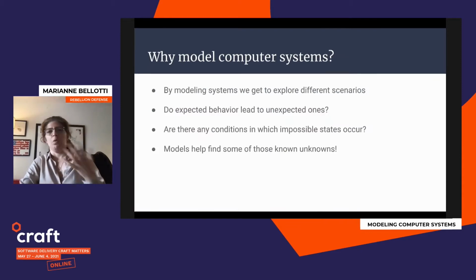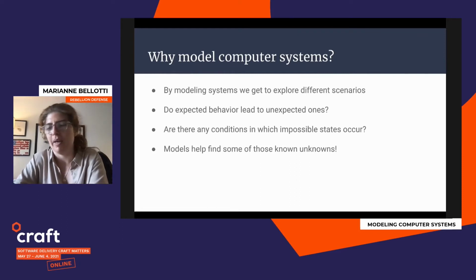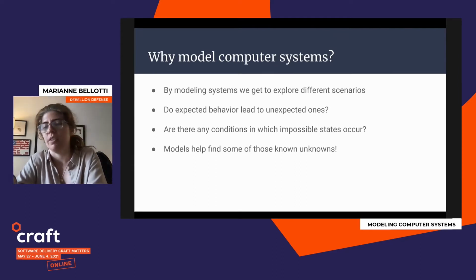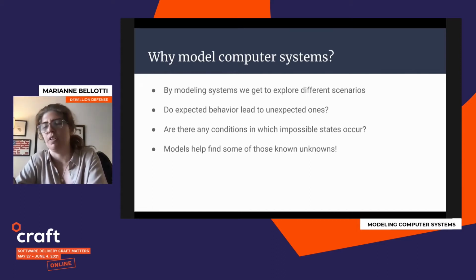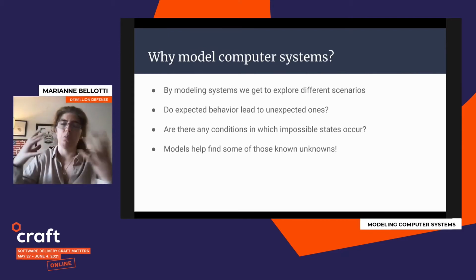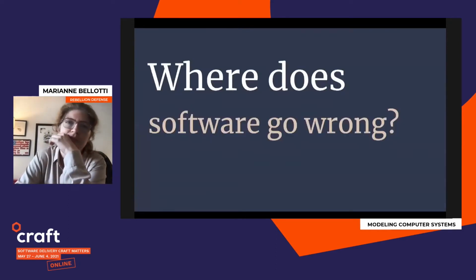So we get to explore different scenarios. We get to look at our expected behavior, define our expected behavior, and then have the computer sort of deduce if that expected behavior ever leads to unexpected behavior. We have to go further to define what we think impossible states on that system should be. And then we get to verify whether there are any conditions which would lead to impossible states. And those models help us find all of those known unknowns.